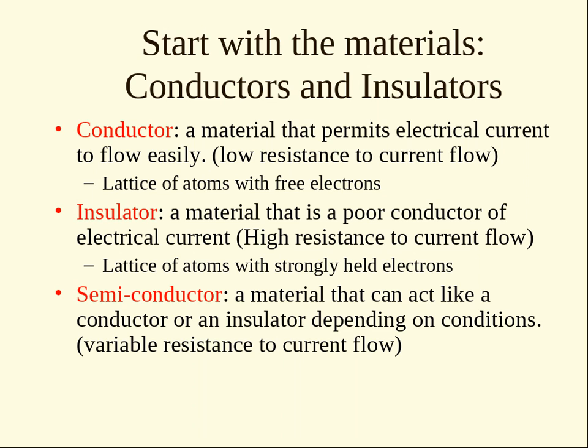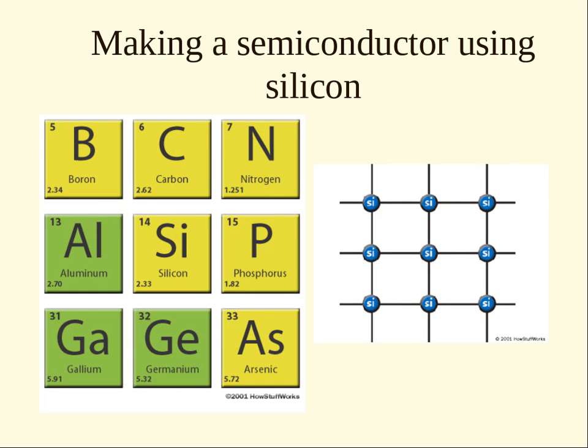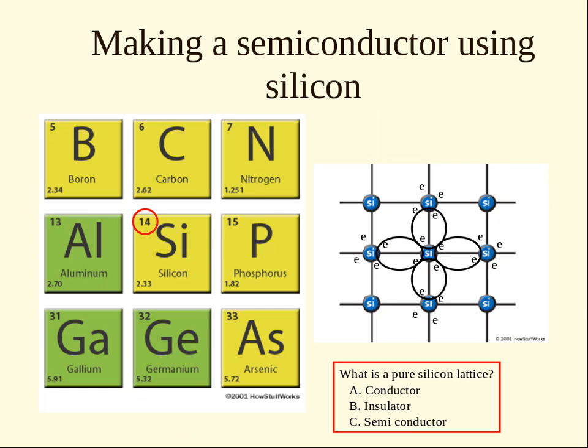So a conductor permits the electrical current. That means it has a low resistance. An insulator is a poor conductor, meaning it has a very high resistance, and a semiconductor is basically halfway between, but depends on conditions. So it's a variable resistance to current flow depending on what you do to it, aka doping. So making a semiconductor using silicon.